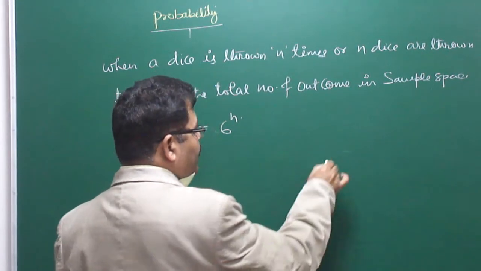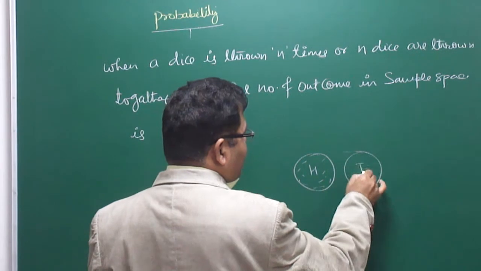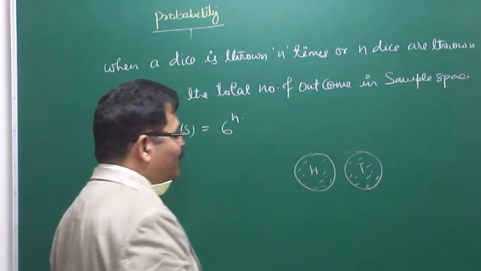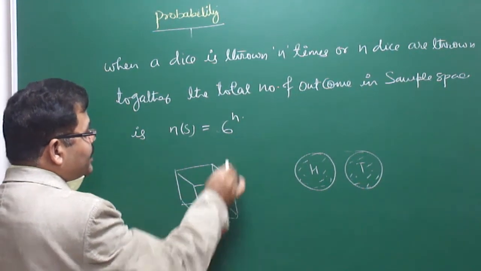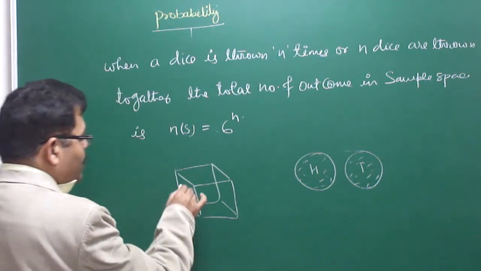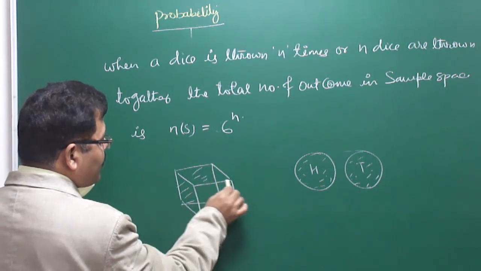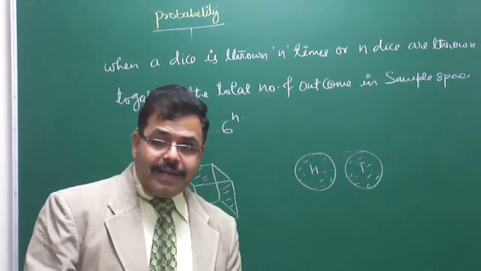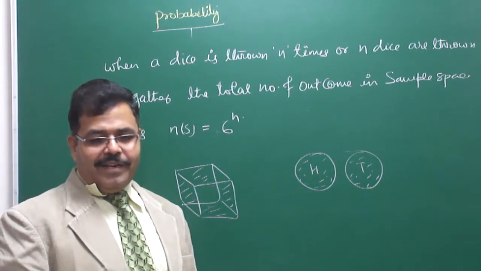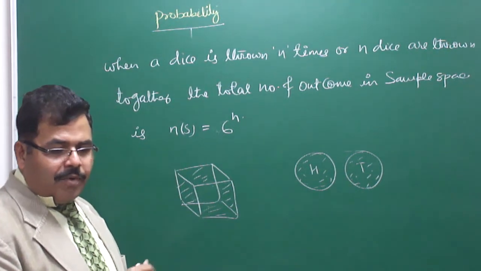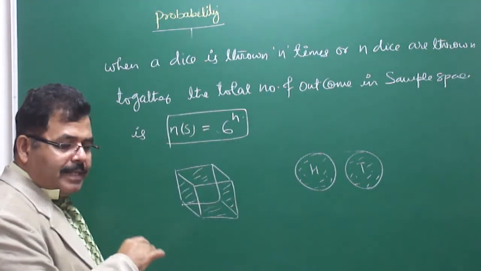Then again, you have a coin: there is a head on one side and a tail on the other side, right? So there are two faces of a coin and therefore 2 raised to the power n, and a dice has 6 faces, so there will be 6 raised to the power n. 1 face, 2, 3, 4, 5, and 6. So 6 faces are there and therefore 6 raised to the power n is the answer. If anything has 3 faces only, then 3 to the power n. Anything that has 4 faces only, 4 possibilities, 4 to the power n. So this is the total number of outcomes in the sample space.